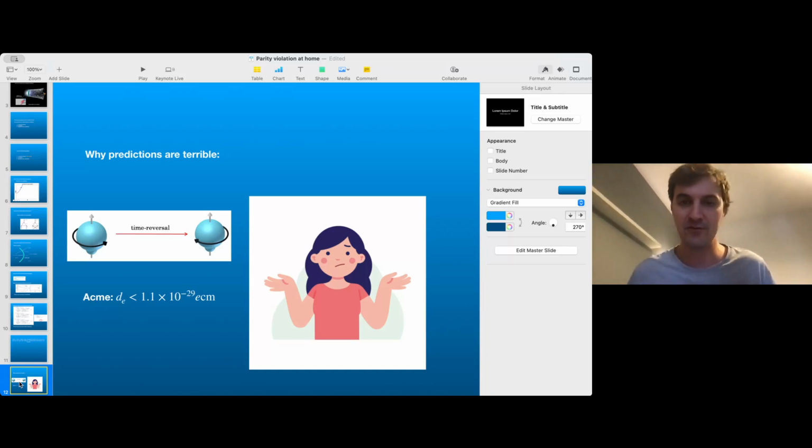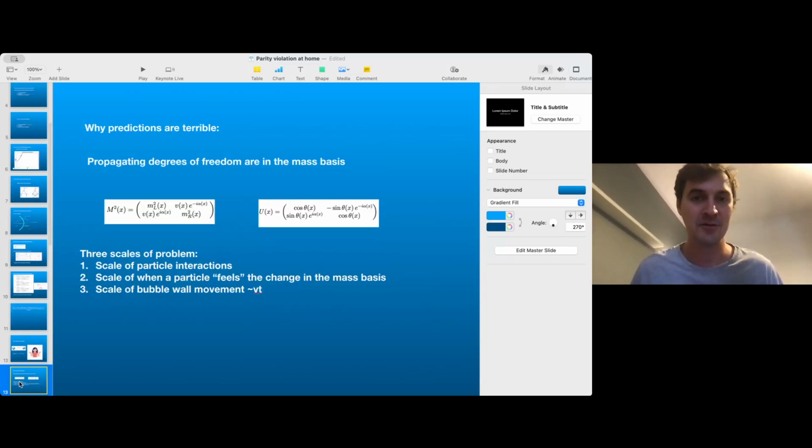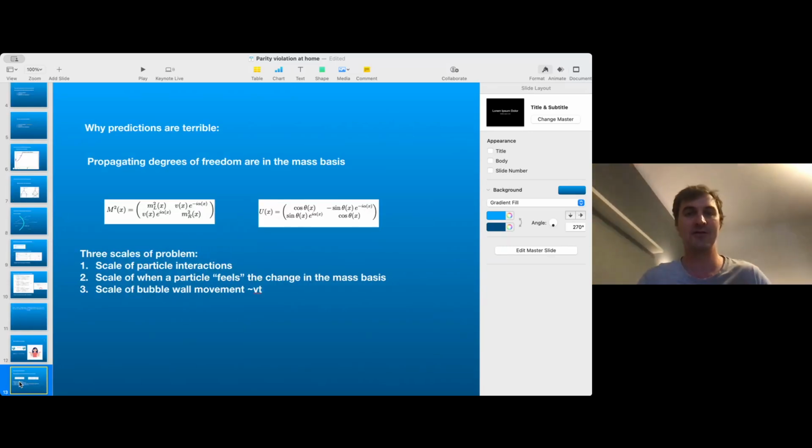So we have this new result from ACME on the electric dipole moments, and we want to know, okay, what's the consequence for electroweak baryogenesis? We don't know. And the problem is, as you can imagine, looking at this complicated scenario of having a charge asymmetry in front of the bubble wall, expecting this charge asymmetry to diffuse from the advancing bubble wall and seed baryons, this is going to be a big mess.